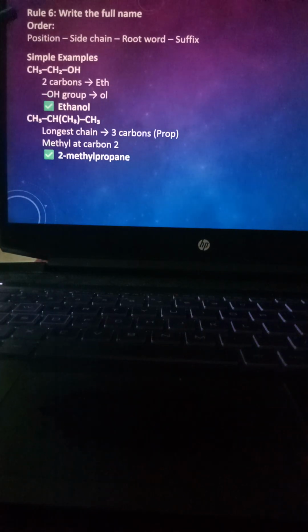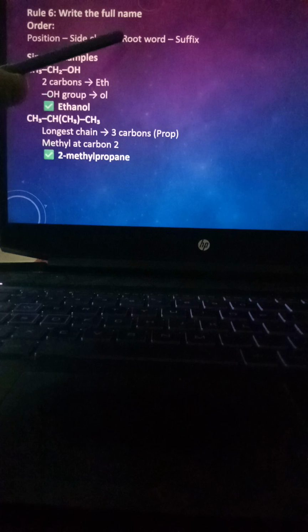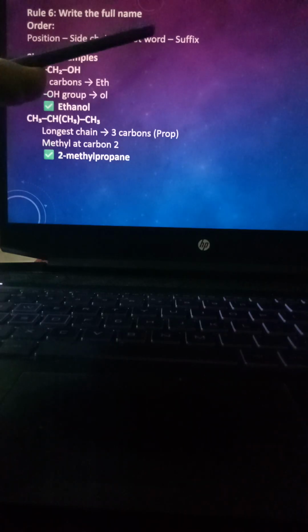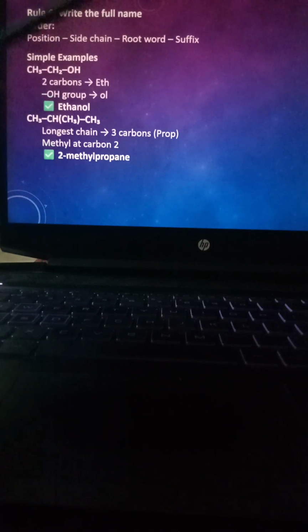Rule number 6. Write the full name. What is the order of the name? First the position number, then the side chain. The side chain can be an alkyl group or halogen, like methyl, ethyl. Then the root word: meth, eth, prop, but, which we have seen. Then the suffix for the functional group. Based on the kind of functional group, we give the suffix name.